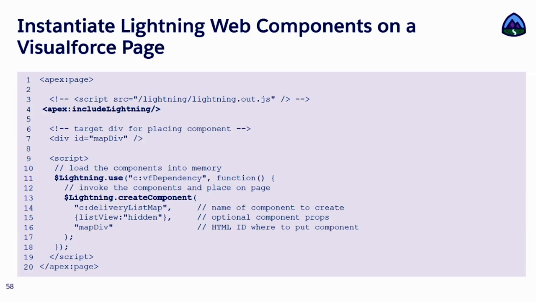Then it's time for the Visualforce page. So you create an Apex page and you include a library that will help you with the methods using which you can load your application and the components inside it. That library you can include via this apex:includeLightning tag. The library is lightning.out.js. If you get this lightning.out.js file, you can anytime just copy this path, /lightning/lightning.out.js, and the whole JavaScript file will be visible to you.